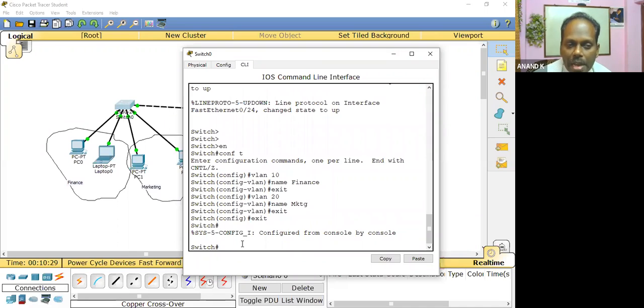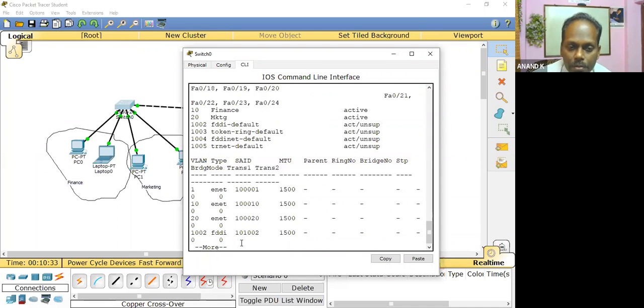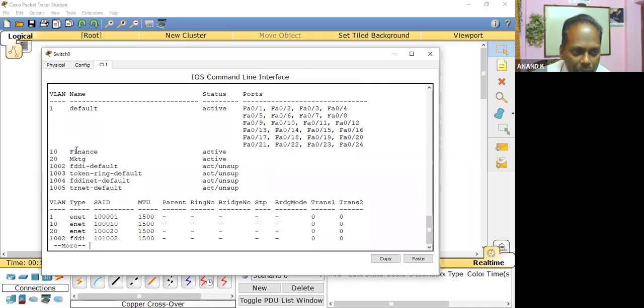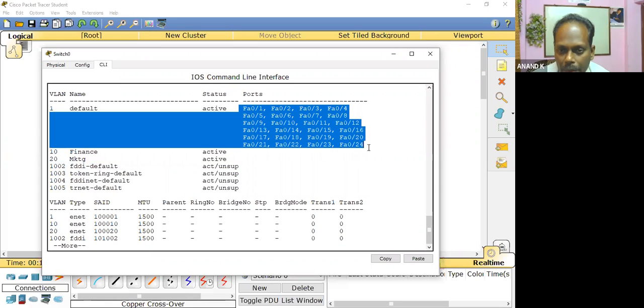Now, the first part is that I have created 2 VLANs. If you ask show VLAN, it will tell you. There are some default VLANs, but anyway, VLAN number 10 has been created, and VLAN 20 has been created. By default, all the ports will be in one VLAN only. That is the reason why all ports communicate with each other.